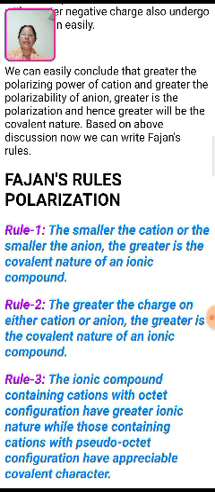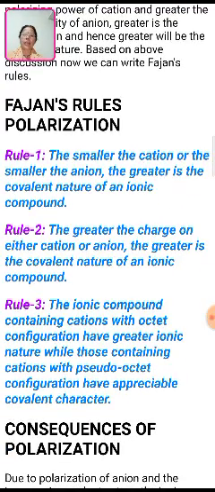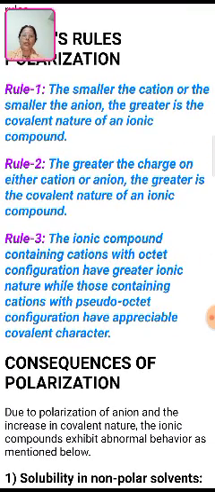Now, Fajans rules, which are they? Rule number 1: the smaller the cation or the larger the anion, the greater is the covalent nature of the ionic compound. Rule number 2: the greater the charge on either the cation or anion, the greater is the covalent nature of an ionic compound. And the third rule: the ionic compounds containing cations with octet configuration have greater ionic nature, while those containing cations with pseudo octet configuration have appreciable covalent character.